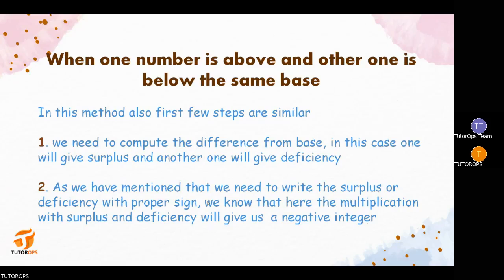Say for base 10, one number is 13 and one number is 7. So what is 13? 13 is 3 surplus. That means plus 3, because 13 is 10 plus 3. So I am writing the surplus as plus 3. But for 7, what will happen? That is minus 3. So a surplus multiplied by a deficiency will result in a negative. That is a deficiency basically.